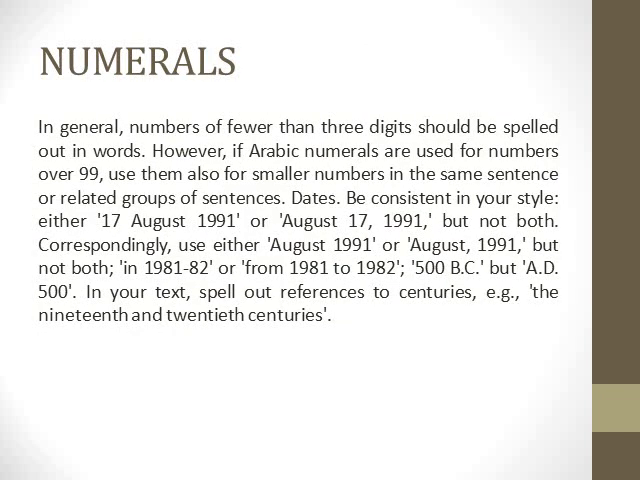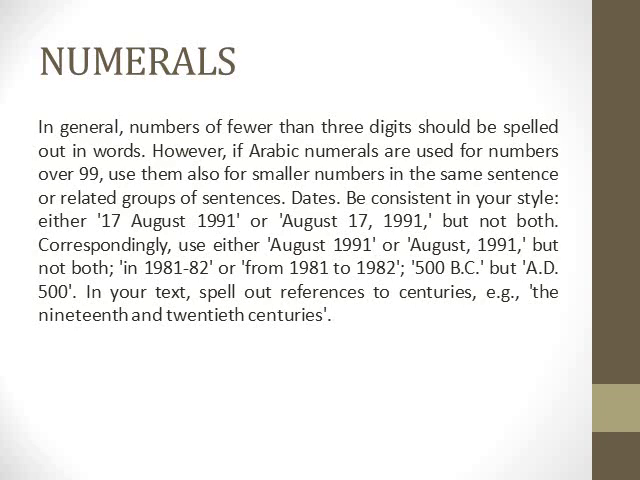Numerals. In general, numbers of fewer than 3 digits should be spelled out in words. However, if Arabic numerals are used for numbers over 99, use them also for smaller numbers in the same sentences or related group of sentences. Dates.